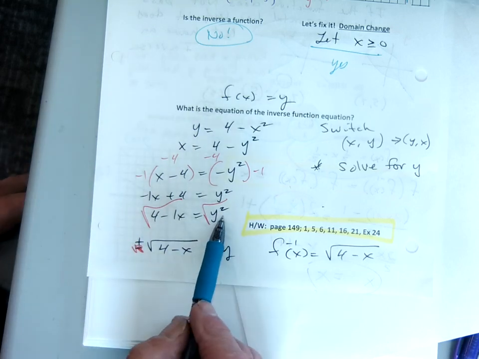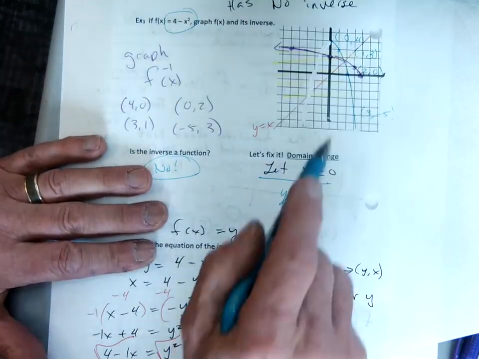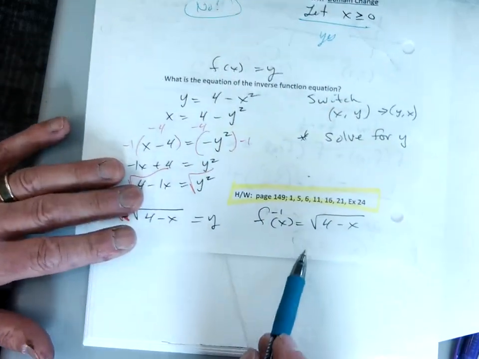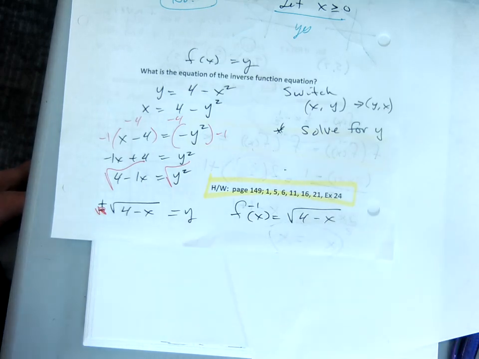Now, normally the square root of y squared would be a plus or minus, but I don't need the minus because I already established that I want the positive part of the graph. So the inverse is simply f inverse of x is equal to the square root of 4 minus x.